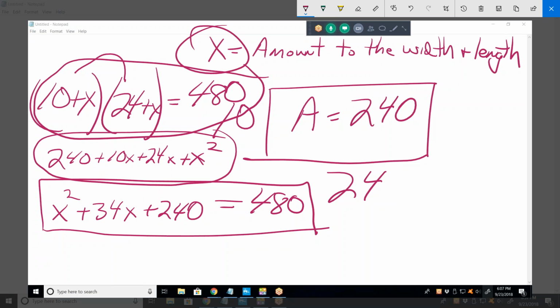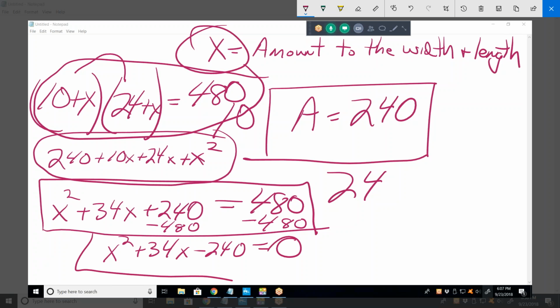How can I make the right side 0? It's currently 480. What do I have to do to make that 0? How about we subtract 480? Okay, well if I subtract 480 from the right, I got to subtract 480 from the left. Okay, now the left side becomes this, minus 240, and the right side becomes 0.